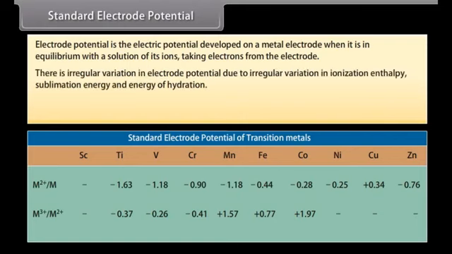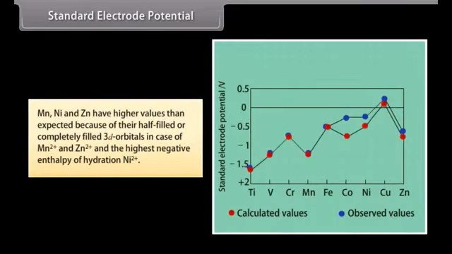There is irregular variation in electrode potential due to irregular variation in ionization enthalpy, sublimation energy, and energy of hydration. The E0 value decreases from left to right across the series. Manganese, nickel, and zinc have higher values than expected because of their half-filled or completely filled 3d orbitals in case of Mn2+ and Zn2+, and the highest negative enthalpy of hydration of Ni2+.